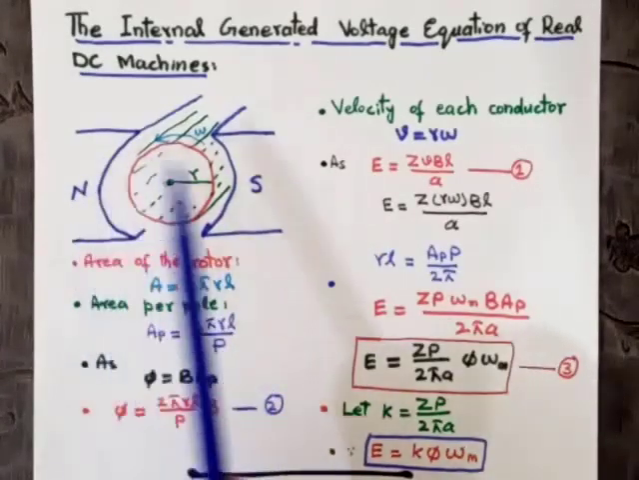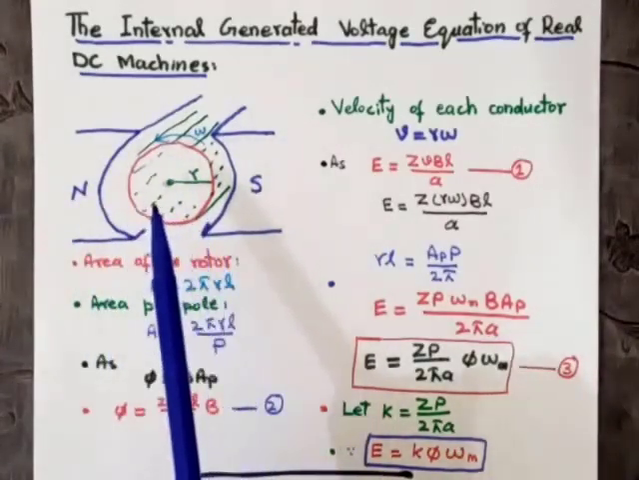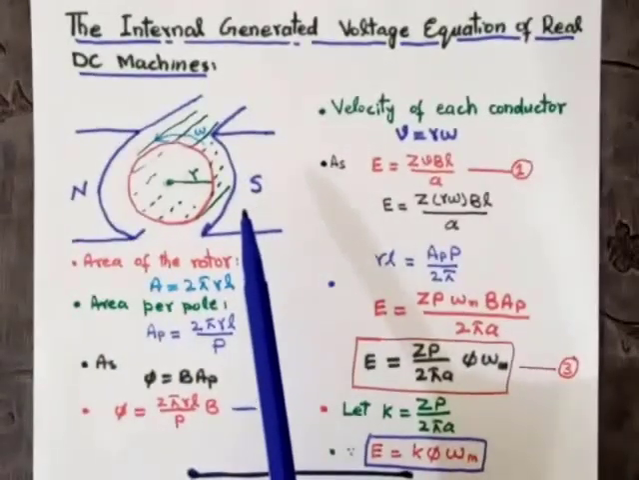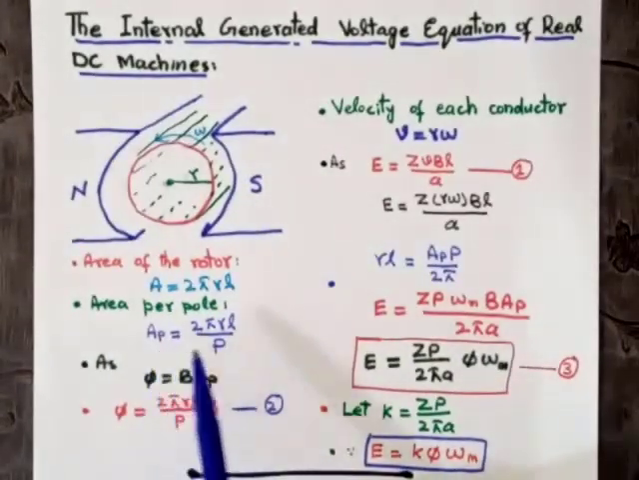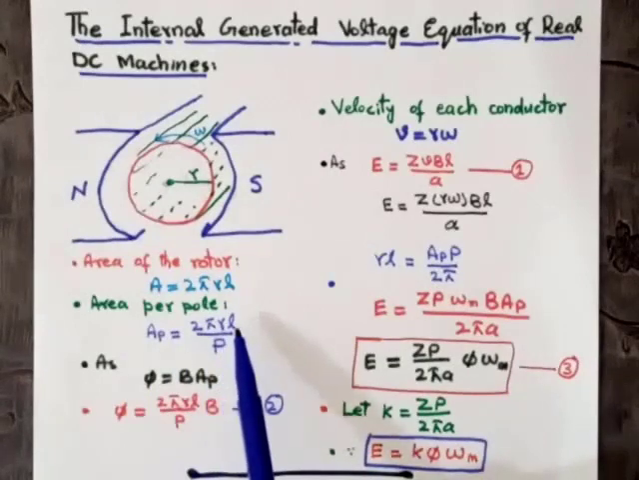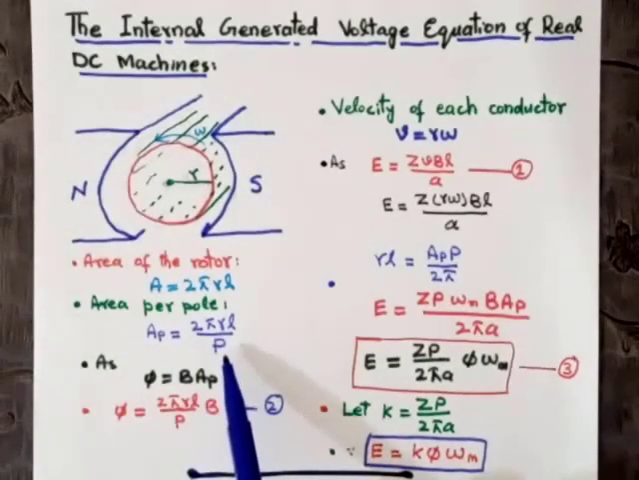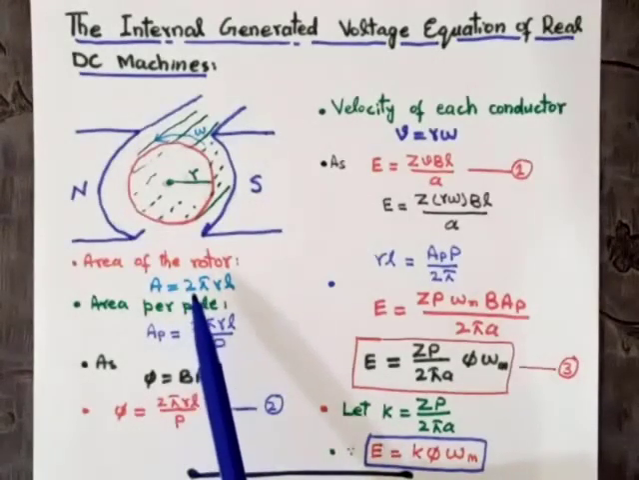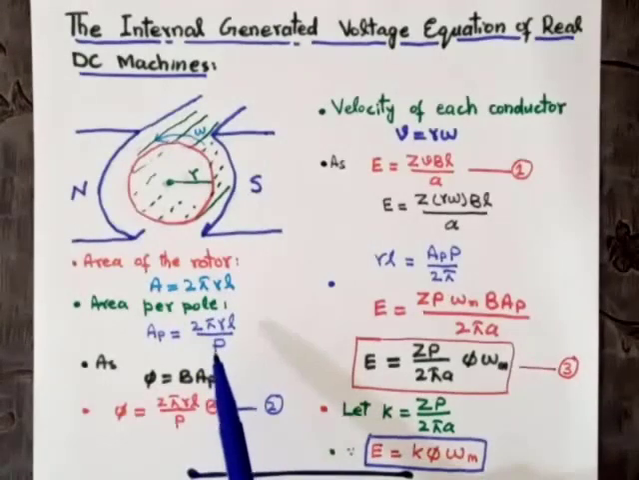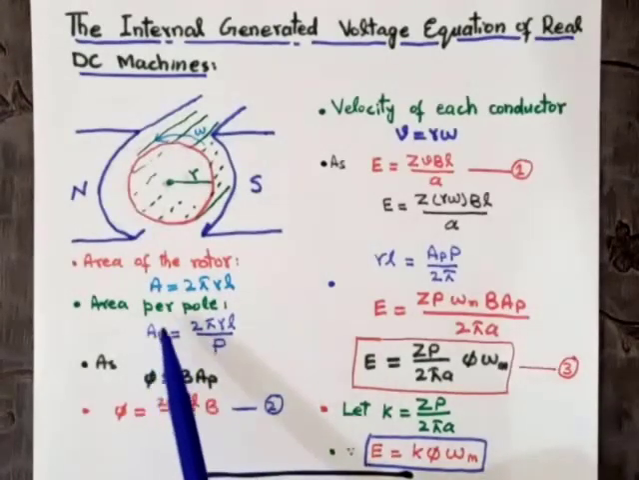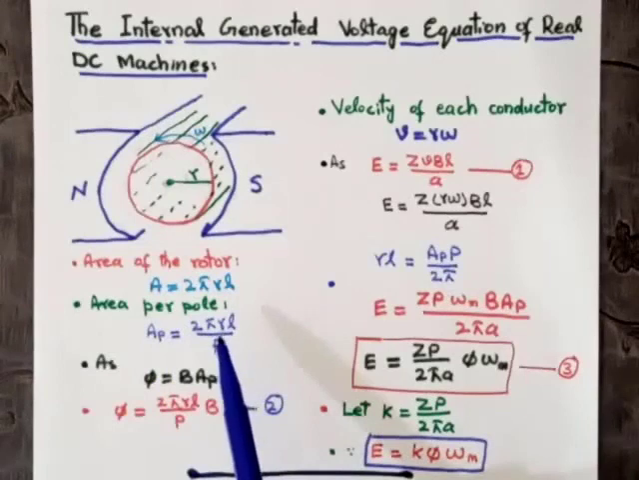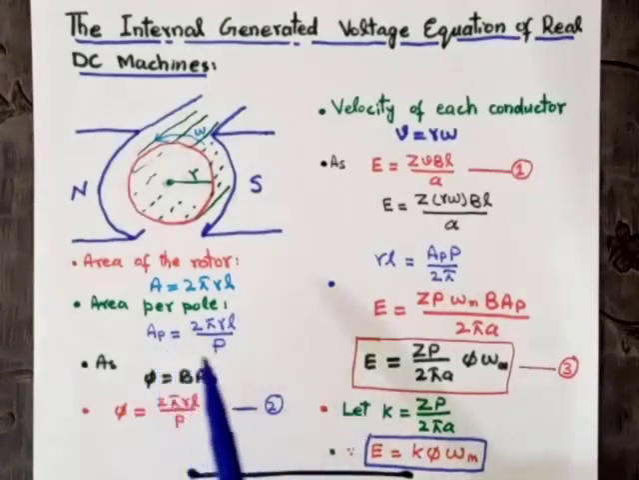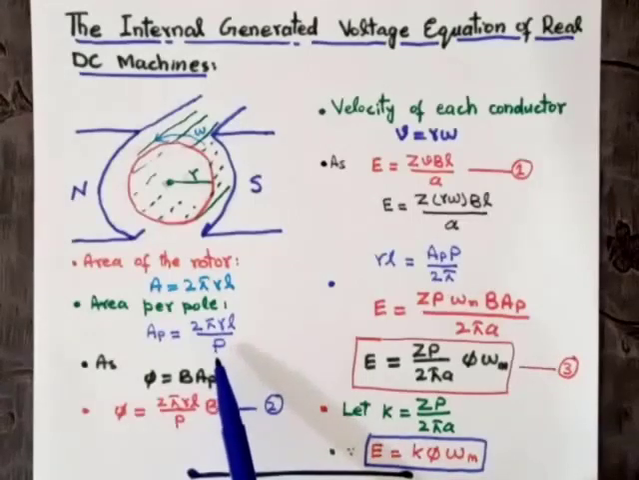Here there are two poles. If we want to find the area of a single pole, then the area per pole will be equal to 2 pi R L over the number of poles. If we divide the area of the cylinder by the number of poles, then we can calculate the area per pole. So the area per pole AP is equal to 2 pi RL over P.